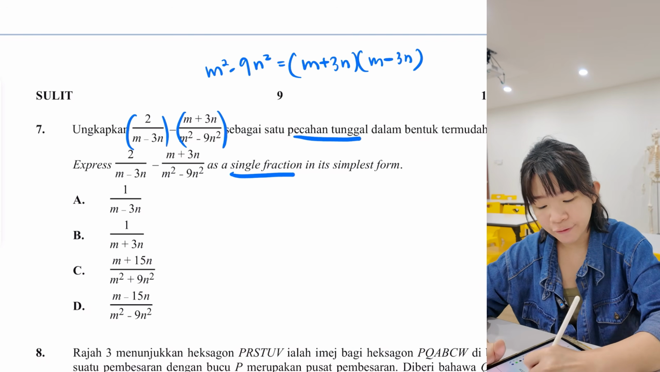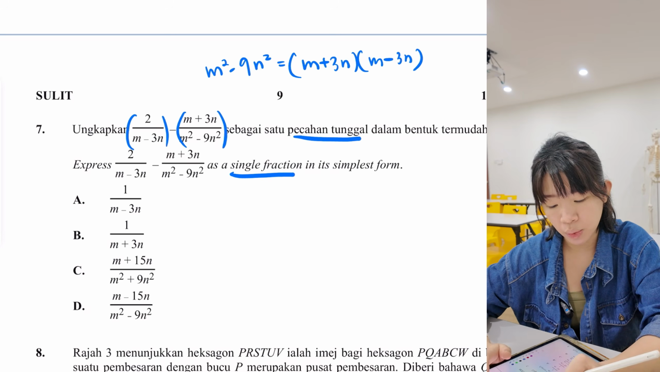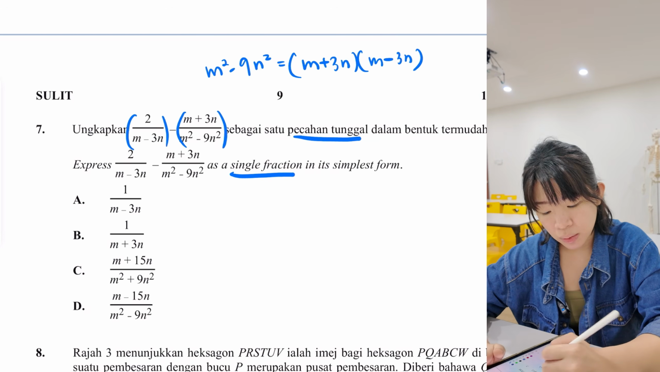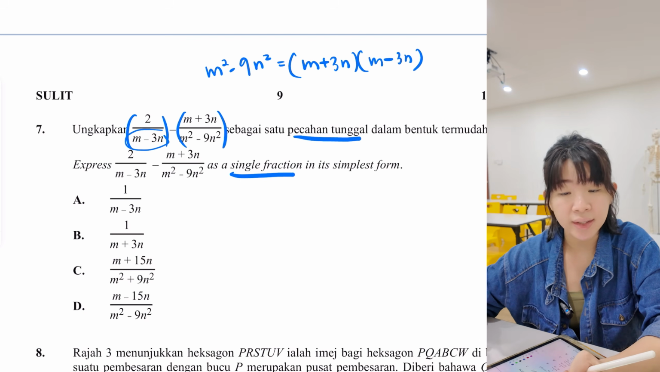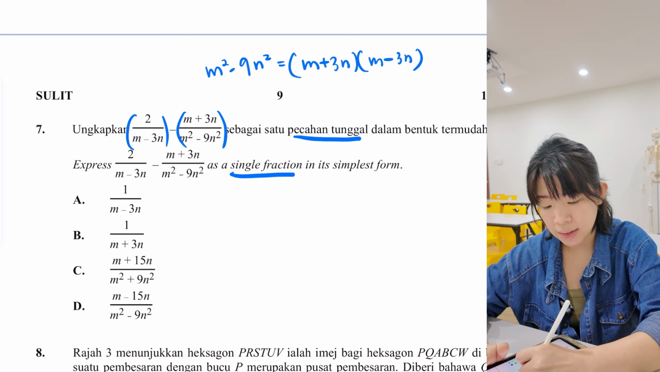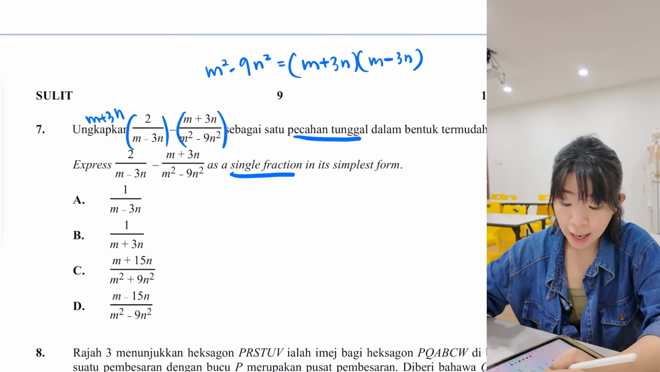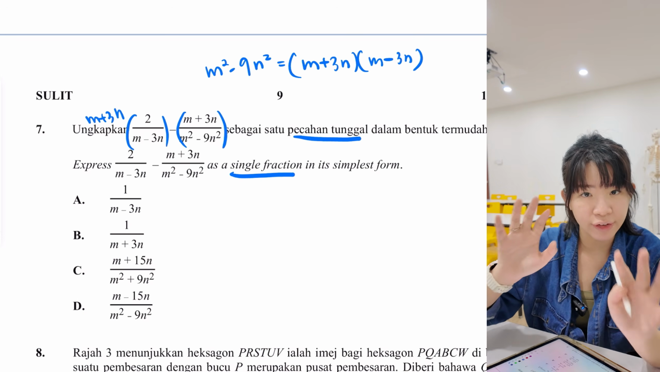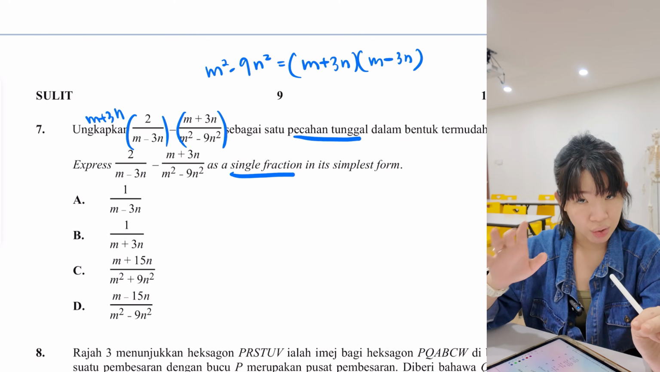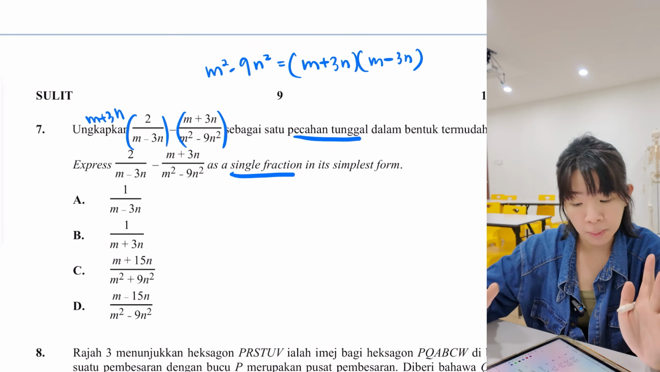So, which means the first fraction, what is missing? We need to make them the same denominator. Here we already have m minus 3n, so we are missing m plus 3n. As long as you times m plus 3n, both of these fractions have the same denominator. Okay, so the first thing is same denominator.